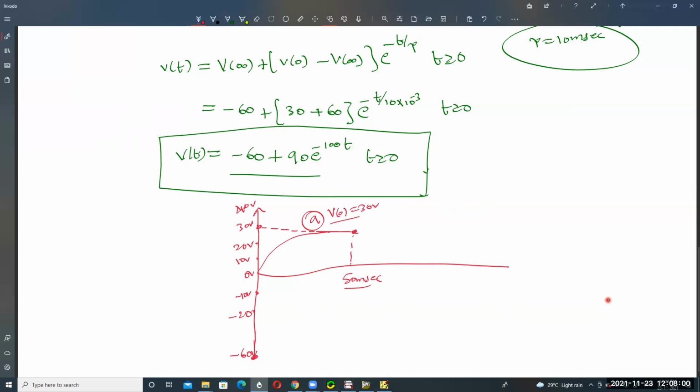Like this, we will get this type of response. This part is called the transient response, and this is called the steady state response. Finally, it settles at minus 60 volts. That means the exponential is decreasing to minus 60. So like this, we will get the response for the circuit across the capacitor.